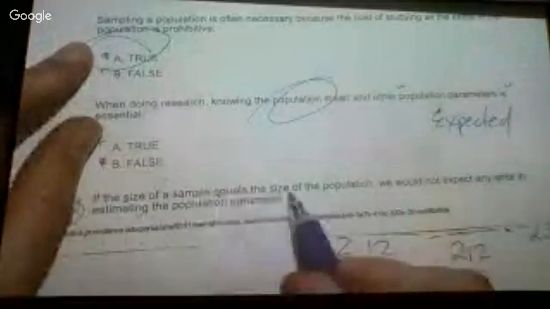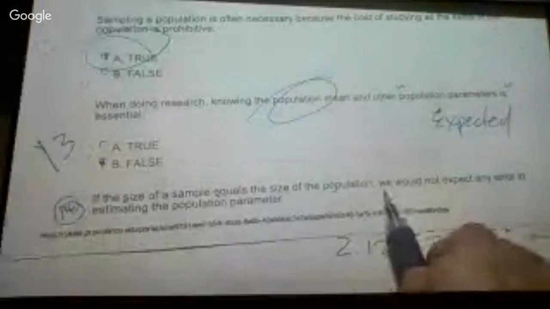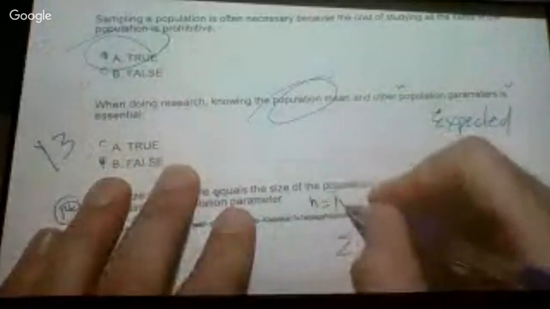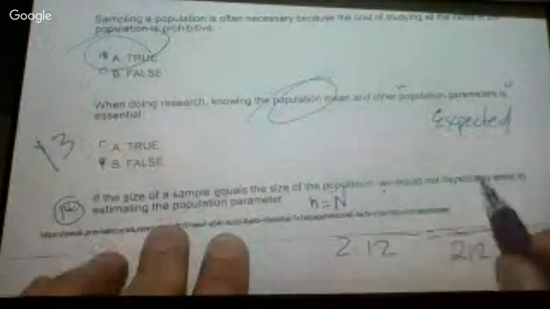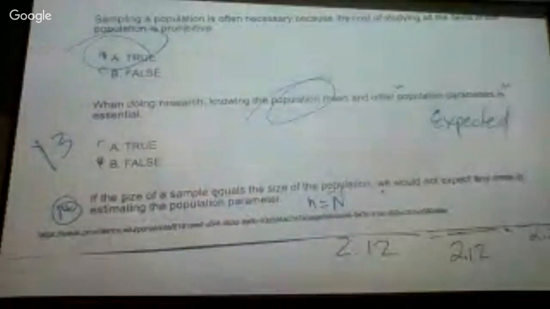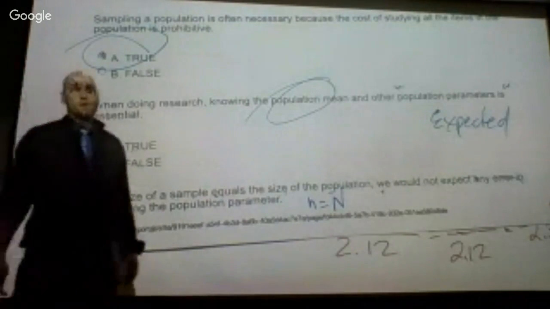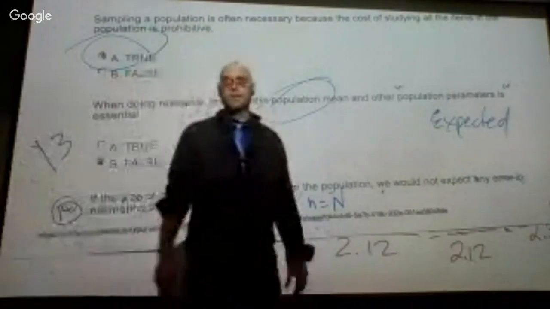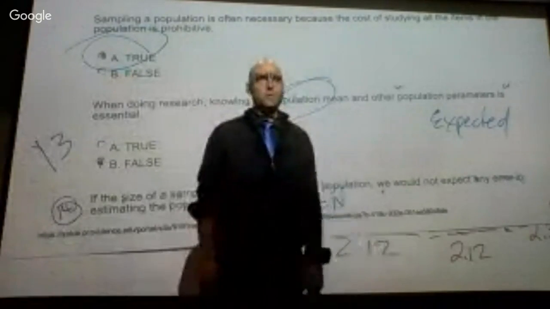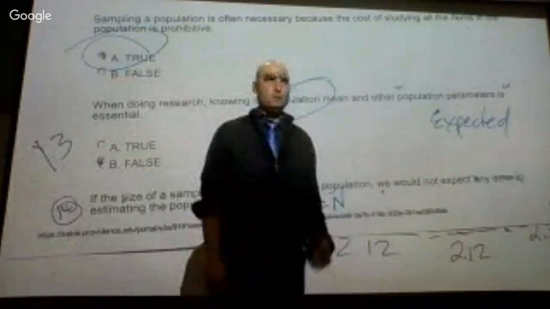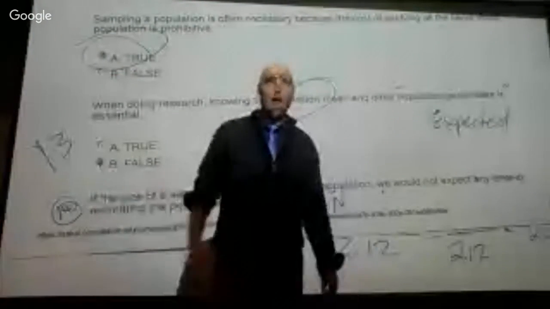14. If the size of a sample equals the size of the population, little n equals big N, we would not expect any error in our estimate of the population parameter. So if the number of observations was the same as the size of the population, true or false? There's no error between our estimate and our observation. True. If you observe the entire population, your observation is the same as reality.